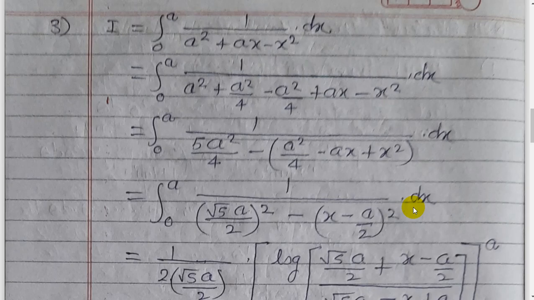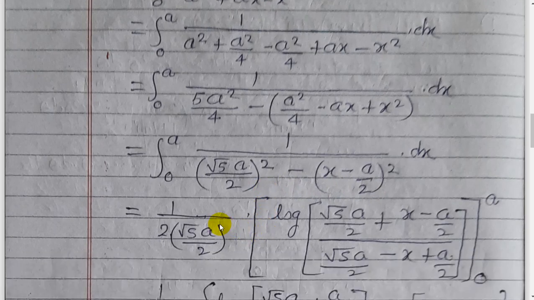Now it is of the form 1 upon a square minus x square type, this term. Integral of 1 upon a square minus x square type has the formula 1 by 2a into log of (a plus x) upon (a minus x) plus c.